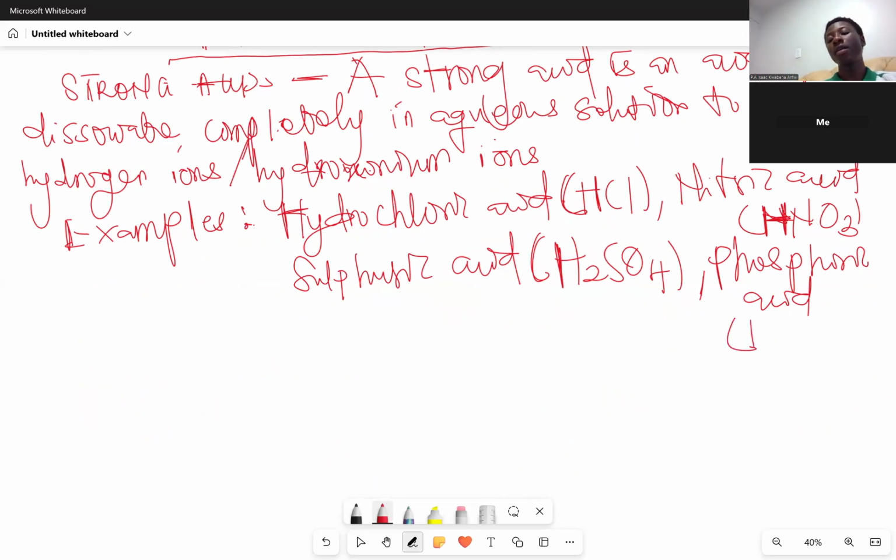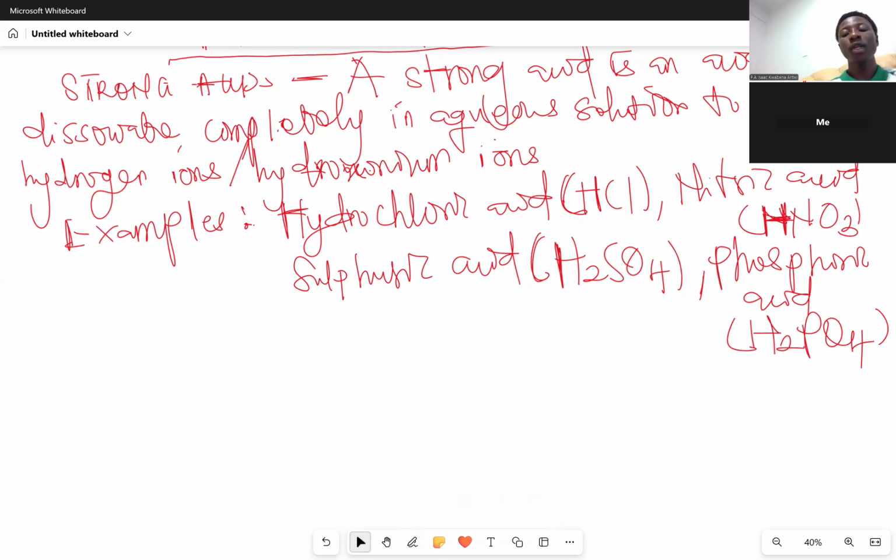So I've given you enough, right? So they are strong acids. They are very corrosive. Don't dare with them. In the lab, we normally use them when they are dissolved. So these are common examples of strong acids. So let's look at weak acids.